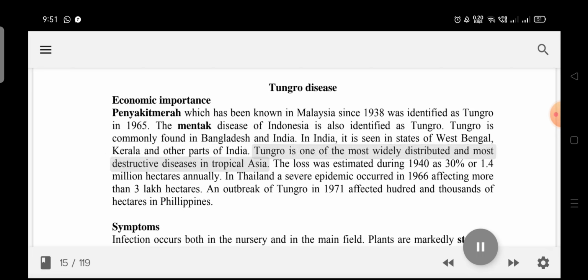Tungro is one of the most widely distributed and most destructive diseases in tropical Asia. The loss was estimated during 1940 as 30% or 1.4 million hectares annually. In Thailand, a severe epidemic occurred in 1966 affecting more than 3 lakh hectares. An outbreak of Tungro in 1971 affected hundreds of thousands of hectares in the Philippines.